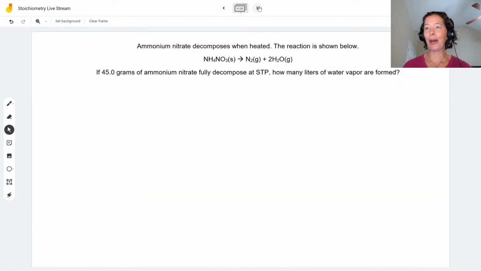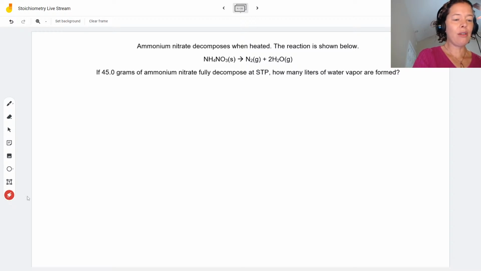All right, here we go. First problem, let's just read it. Ammonium nitrate decomposes when heated. The reaction is shown below. If 45 grams of ammonium nitrate fully decompose at STP, how many liters of water vapor are formed?